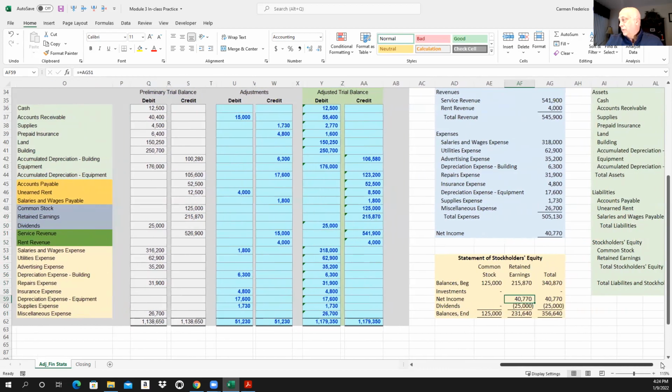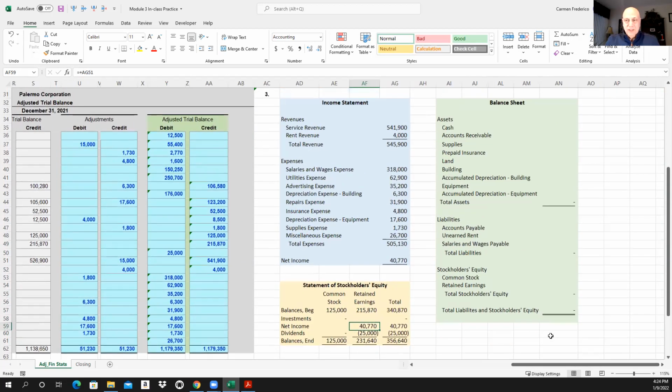Okay. So now we have two of our three statements done. We have our income statement first, then the statement of stockholders' equity. Now we can do our balance sheet, which is the accounting equation with all the accounts listed to show our assets equaling liabilities plus equity. So we have our cash account, 12,500. Then we have our accounts receivable, 55,400. We're just grabbing them right from our trial balance. Supplies, prepaid insurance, your land, your building.